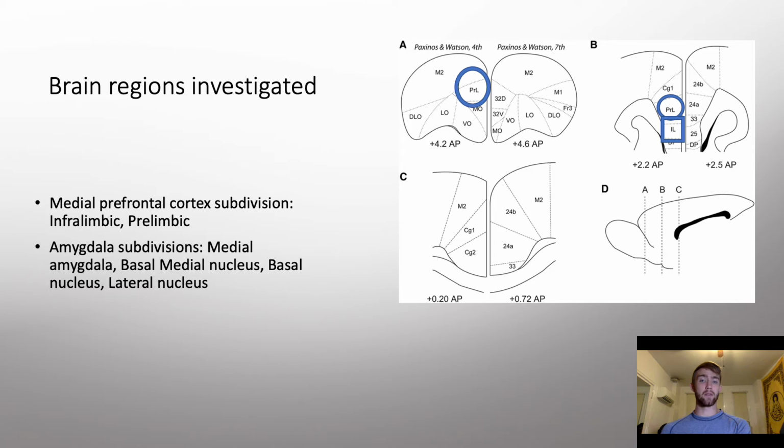In this slide, I have a little demonstration of the brain regions we were investigating. On the left there's a little list of the different regions I was looking at, subdivisions in the amygdala and medial prefrontal cortex. And here on the diagram in figure D, you can see the different slices. In A, in the circle, there's the prelimbic cortex, and in B, there's a circle for the prelimbic cortex and the infralimbic cortex. These were just regions of the prefrontal cortex that are easy to visualize, and create a mental image for the kind of connections I was investigating.